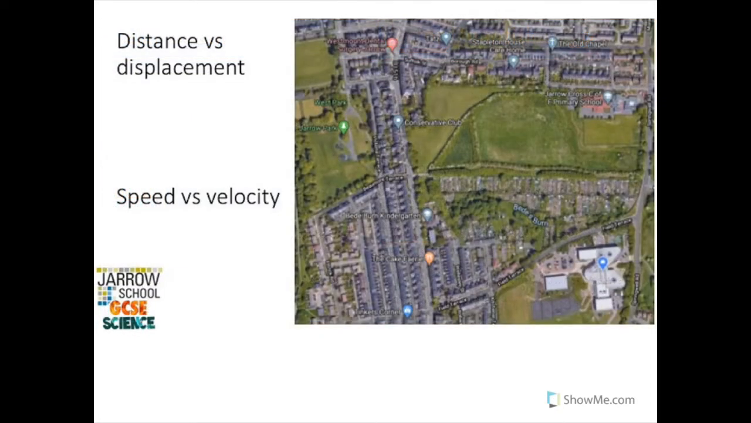Another good way to show the difference between a scalar quantity and a vector quantity is by using a map. If we take a journey from the school entrance to Jarrow, then I can show the difference between distance and displacement. If we walked down Field Terrace and then up Beedburn Road, 300 metres down Field Terrace and 400 metres up Beedburn Road, our total distance will be 700 metres.